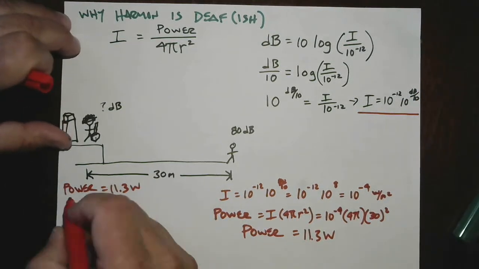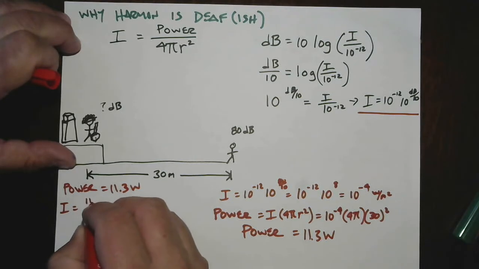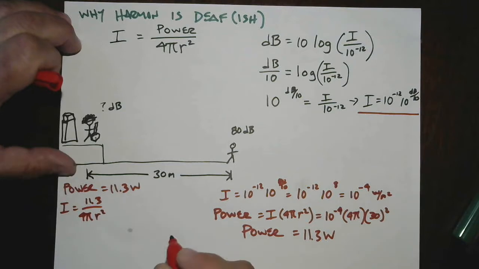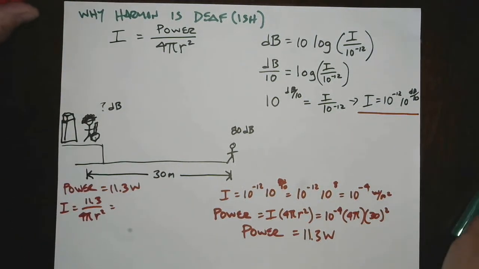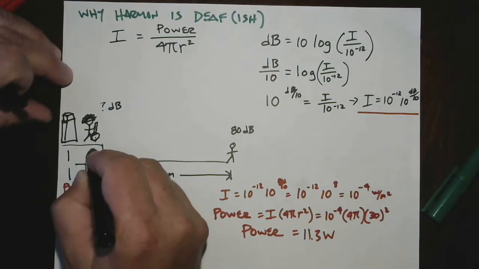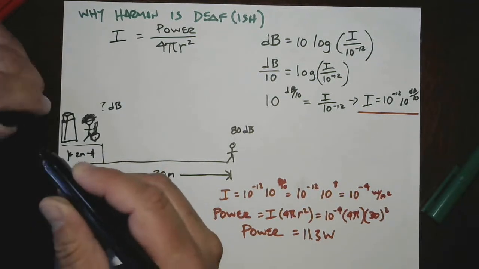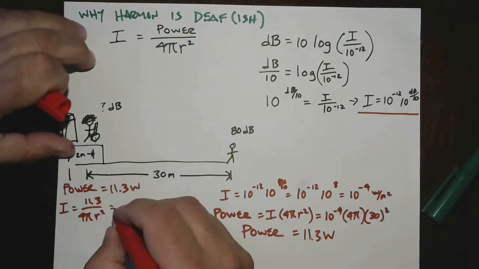All right, so now we can figure out what's the intensity at the performer's location. Well, that's going to be the power, 11.3, divided by 4 pi times the location of the performer squared. Now, how far is the performer from the amplifier? Let's be generous, and let's just say that this person is 2 meters, or about 6 feet away. Social distancing space.